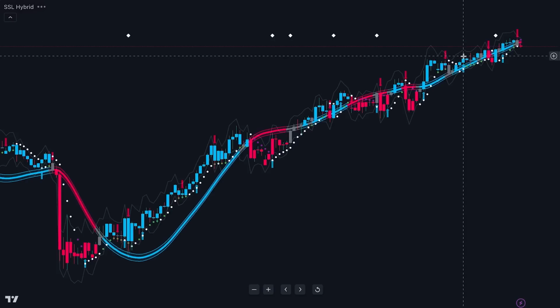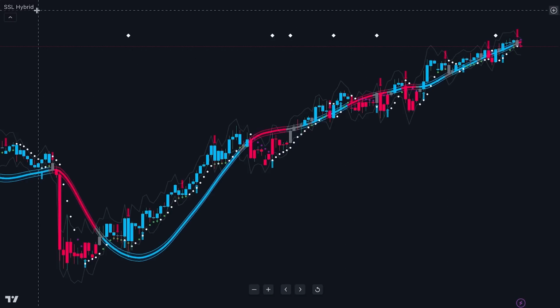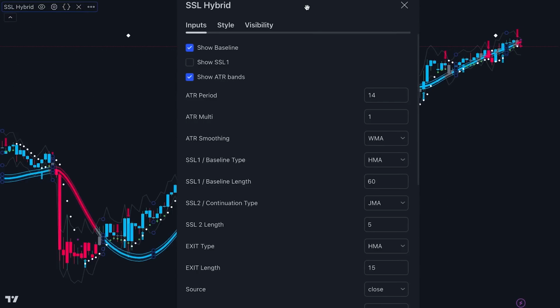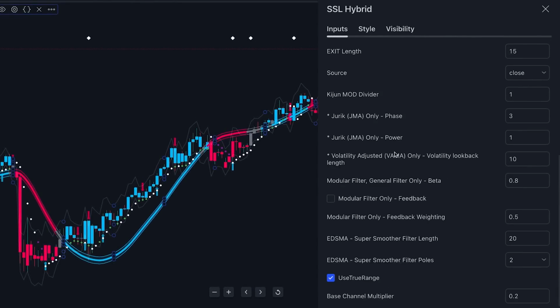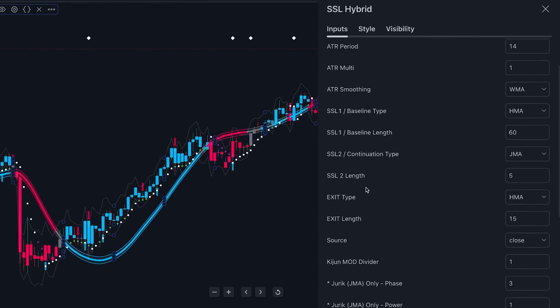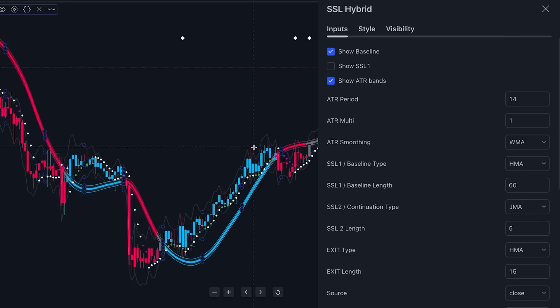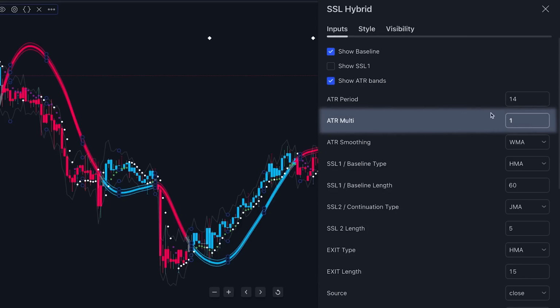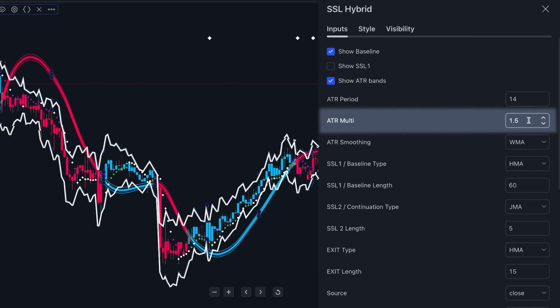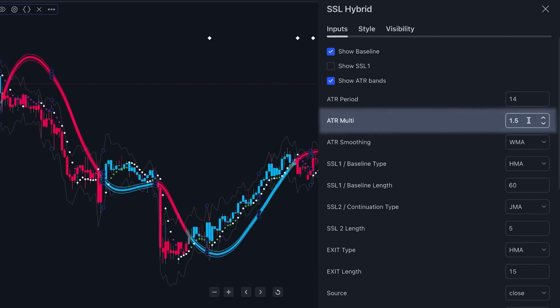Let's quickly adjust some options in the settings of the indicator. So go ahead and click on the gear icon. Now, as mentioned, this is a powerful indicator and is very customizable, so there are a lot of options available. But today we are only focusing on the options we're adjusting to keep it really simple and easy to follow. So let's go down to the ATR multiplier, and we want to change this to 1.5. This will allow us to have better levels for our stop loss.